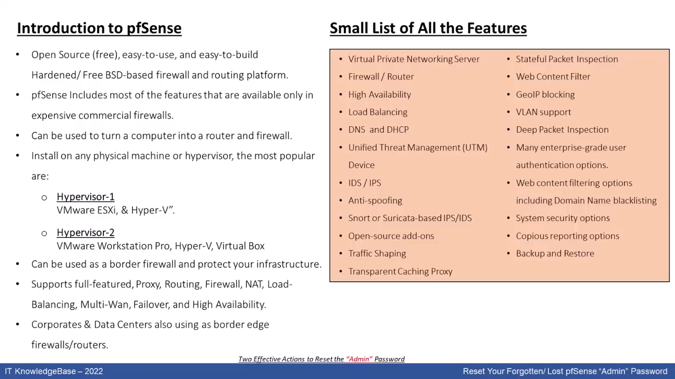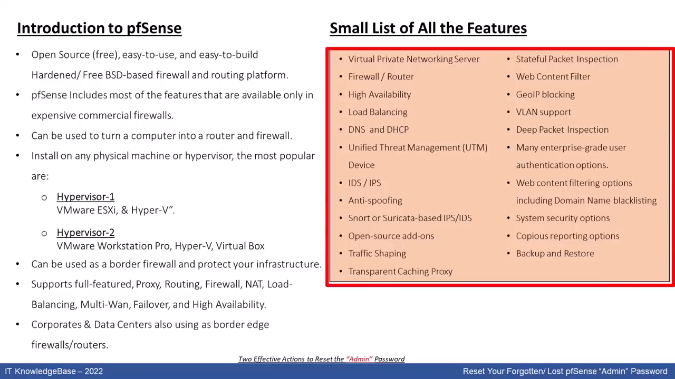With Hypervisor 2, you can install VMware Workstation Pro, Hyper-V, and VirtualBox, and this is perfect for your lab and for your practice. pfSense can be used as a border firewall and protect your infrastructure. pfSense also supports full-featured proxy, routing, firewall, NAT, load balancing, multi-WAN, failover, and high availability. Corporates and data centers also use it as border edge firewalls and routers. This is a small list of pfSense vital features. You can go through them one by one, and I will definitely cover all the features in great detail in my upcoming videos.